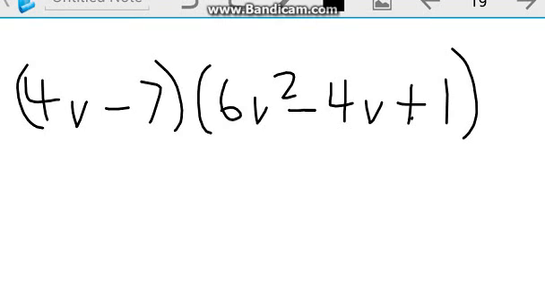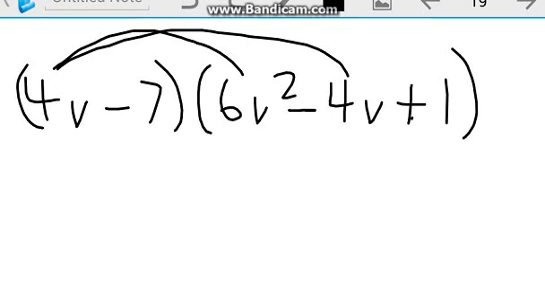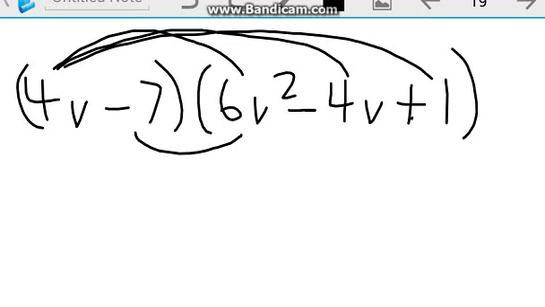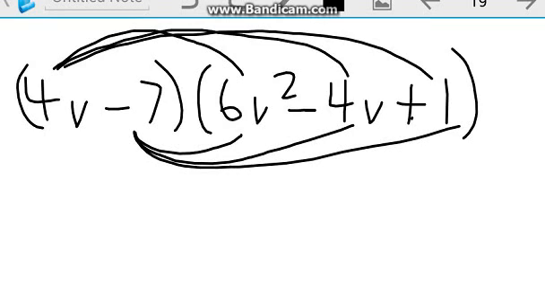We need to first multiply this 4v, the first term here, by the first term in the second parentheses, the second term in the second parentheses, and the third term in the second parentheses. Then we need to take -7, multiply it by the first term, then the second term, and then the last term, in that order.